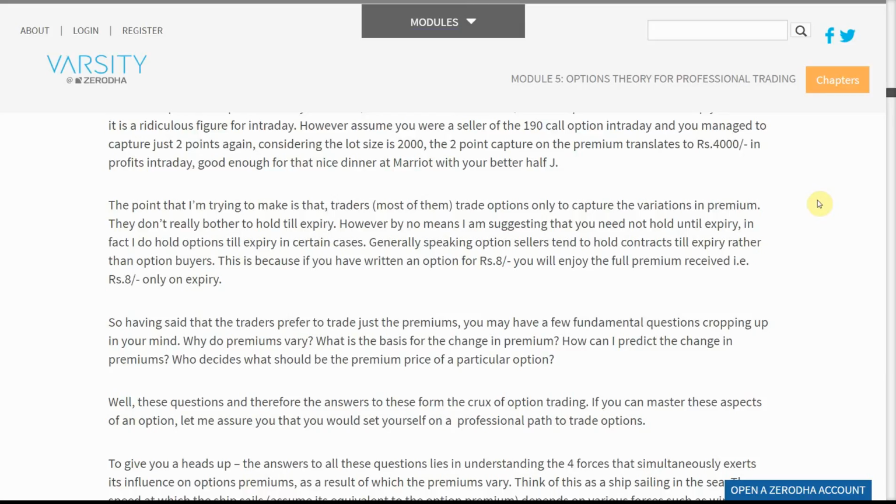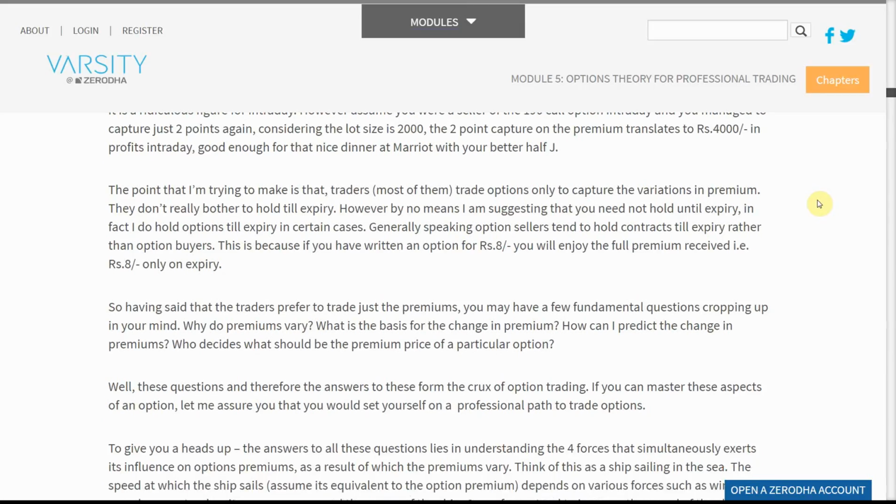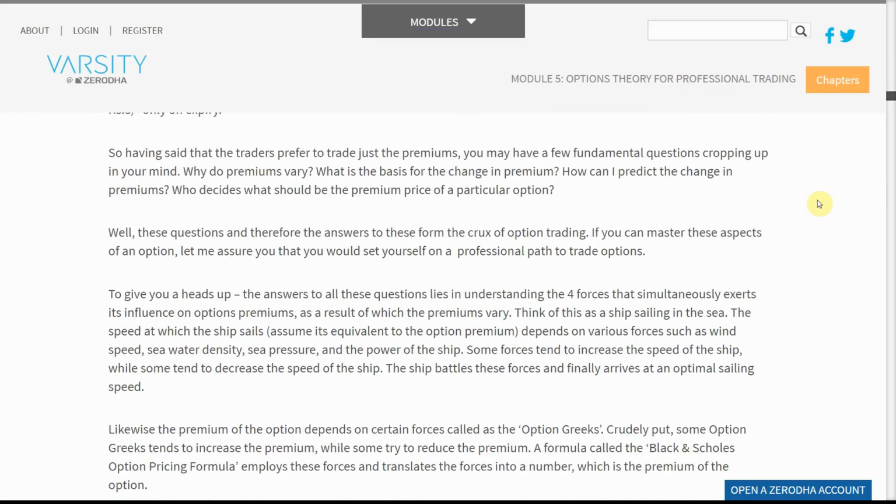To give you a heads up, the answers to all these questions lies in understanding the 4 forces that simultaneously exert their influence on options premiums, as a result of which the premiums vary. Think of this as a ship sailing in the sea. The speed at which the ship sails, assume it's equivalent to the option premium, depends on various forces such as wind speed, seawater density, sea pressure, and the power of the ship. Some forces tend to increase the speed of the ship, while some tend to decrease the speed of the ship. The ship battles these forces and finally arrives at an optimal sailing speed.